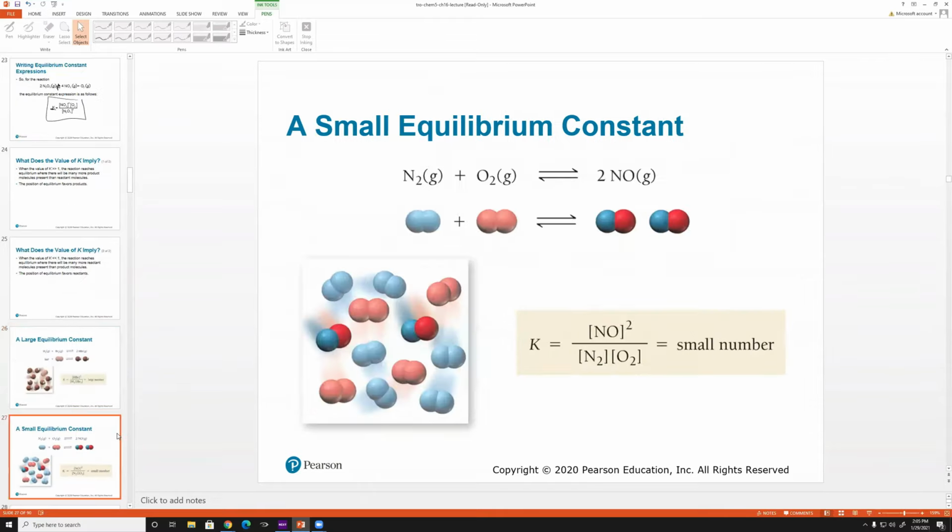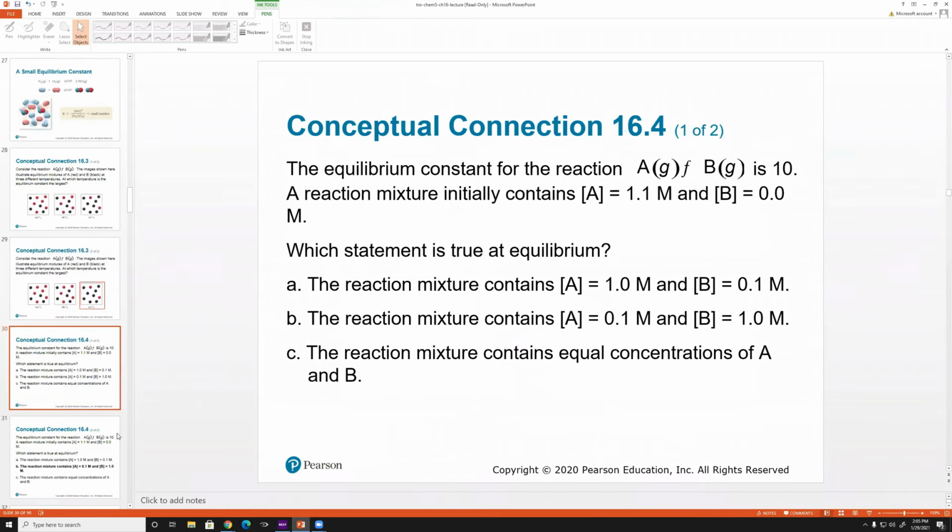Now here's an example of a large and a small K, and here's an example of a question. Now, what can we say about this? The equilibrium constant for a reaction is 10. So if this reaction is 10, a reaction mixture initially containing 1.1 molar of A and 0 of B, which statement is true at equilibrium?